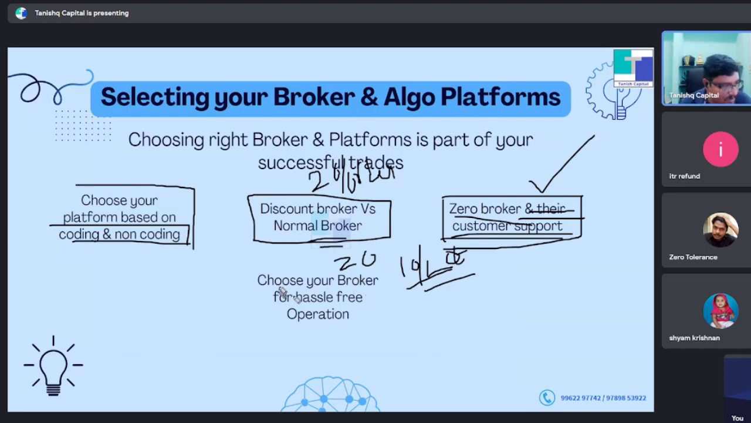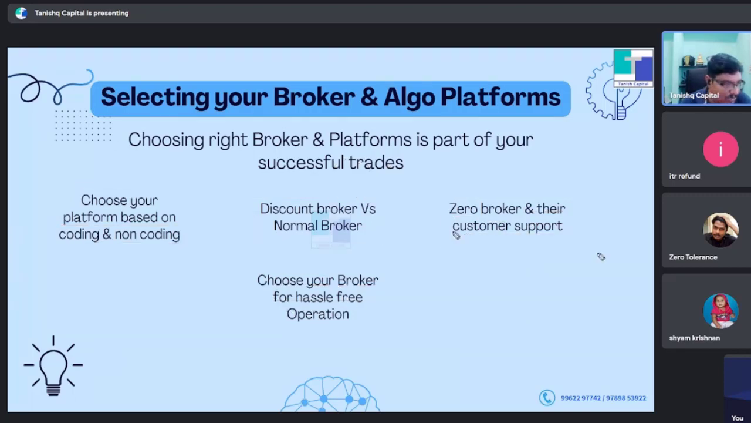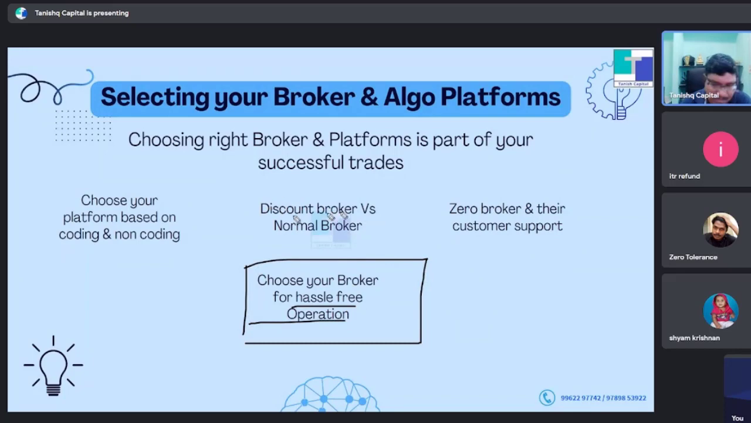You should also have a proper broker that aligns and executes properly with your algo platform. Let's assume I'm trading on TradeRun and also doing Python. My broker should have hassle-free operation, because I'm not going to sit in the market. The moment it shows an error, I need to be on the chair to manage it. So I choose my broker based on hassle-free operation, and it's a combination with discount. Brokerage is fine, but again, it is a trade-off.